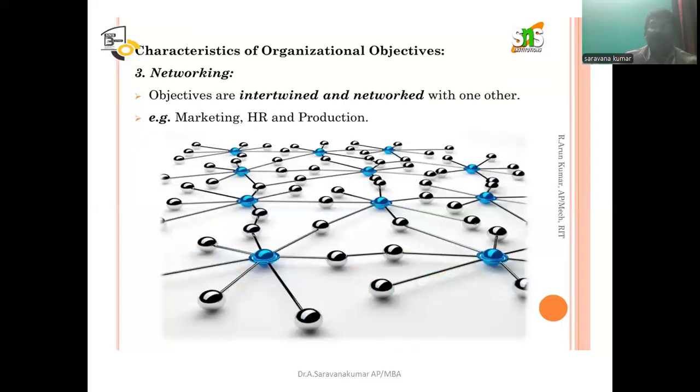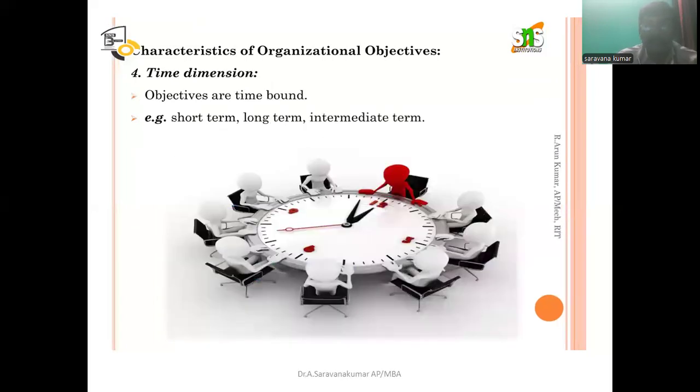Networking is very, very important. It's nothing but linking. So objectives are intertwined and networked with one another. For example, marketing, HR, and production. Time dimension. Objectives are time bound: short term, long term, and intermediate term. So there are three terms that are very important, belonging to the time dimension.